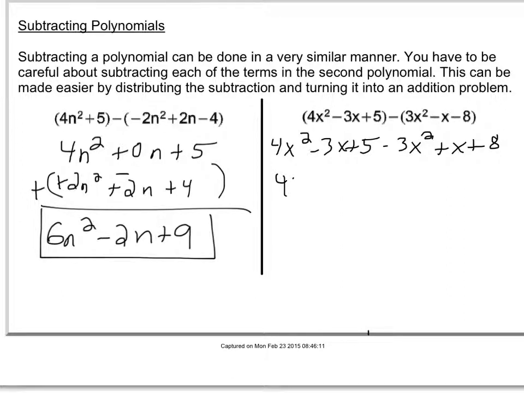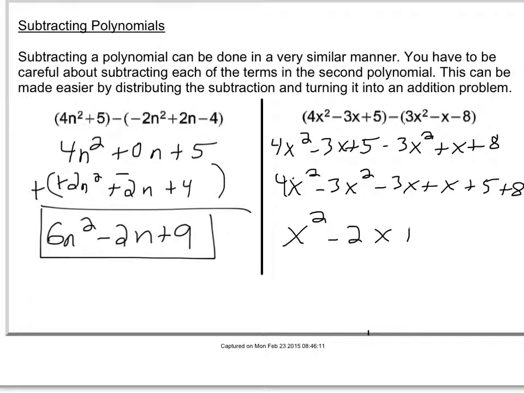Now, like I did with the addition problem, I'm just going to combine everything together that goes together. 4x squared and the minus 3x squared, negative 3x plus x, and 5 and 8. Grouping together here, 4x squared minus 3x squared is 1x squared, or just x squared. Negative 3x plus x is negative 2x, and plus 5 plus 8 becomes plus 13. And that's my final answer here. Each of my polynomials is in standard form, and each actually has the same degree, which is 2.